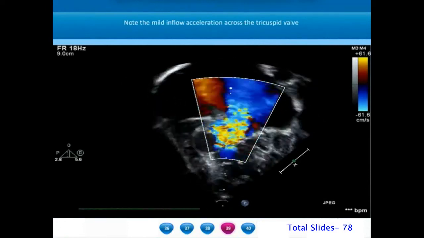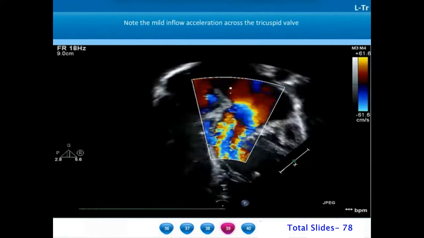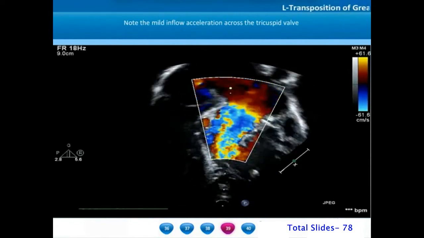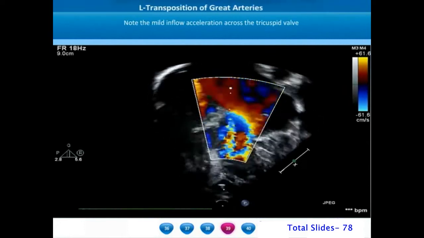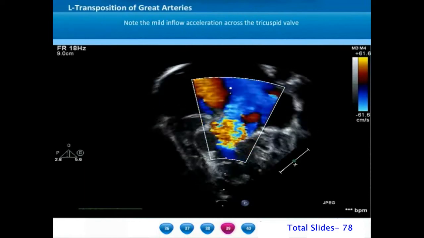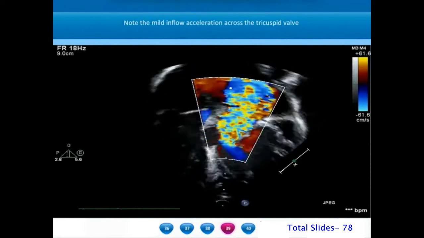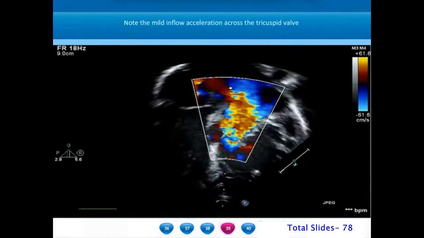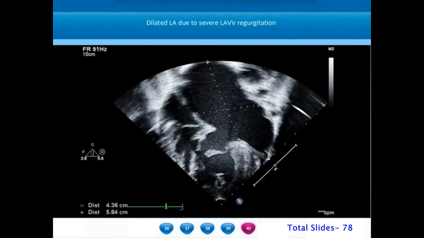Whenever there is a severe left AV valve regurgitation, there will be a large antegrade flow of blood from the left atrium into the right ventricle. Since the stroke volume gets combined along with this regurgitant volume, this will give a tricuspid inflow signal acceleration. The left atrium gets progressively more and more dilated in the presence of severe left AV valve regurgitation.